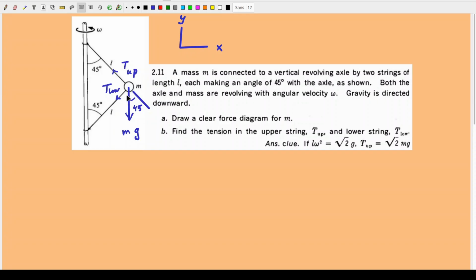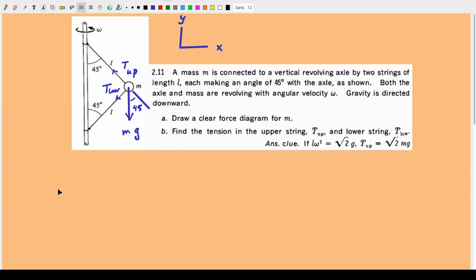And what we need to do is to form Newton's laws in the x direction and also in the y direction. And then we get a couple of equations that we can use. So here are the string forces T up and T low, and we also have the gravitational force mg over here.